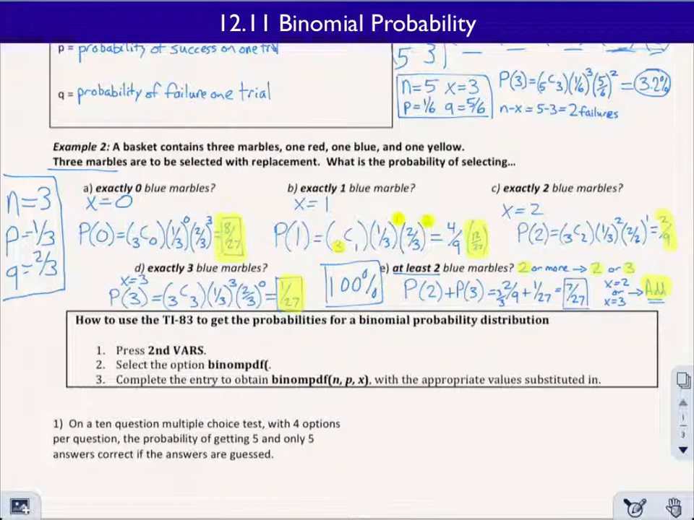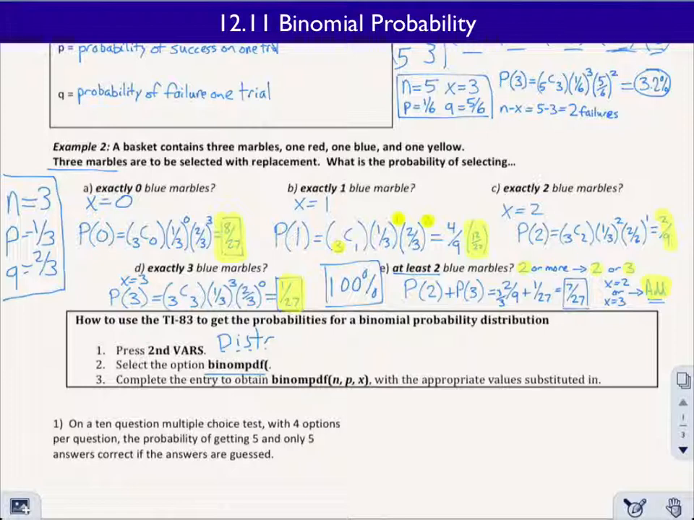Now we can also use the TI-83 to get the probabilities for a binomial probability distribution. And there's just a very simple step. You're going to go ahead and press second vars, which I think is actually DISTR, standing for distribution. And then you select the option binompdf.